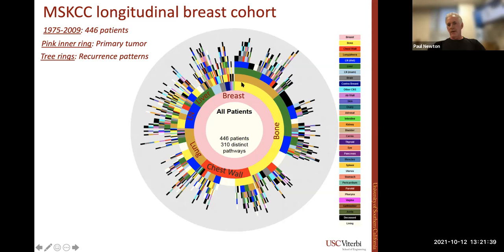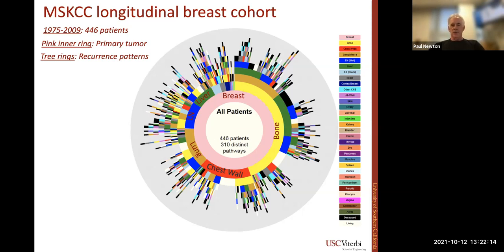Here, a little less than 50% of the patients have their first MET to the bone, and then a little less than that to the chest wall, lung, lymph node, liver, and so forth. So that's the first MET. And then this next ring out is the second MET, and again, the colors indicate the location. Here's the list, and so forth. This gives you a nice tree ring display of all the breast cancer patients that we have, in this case, 446 patients and 310 distinct pathways.